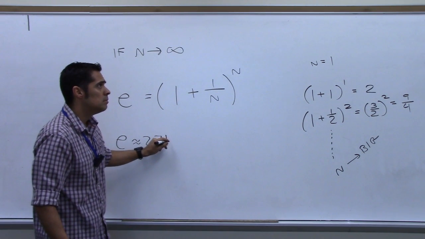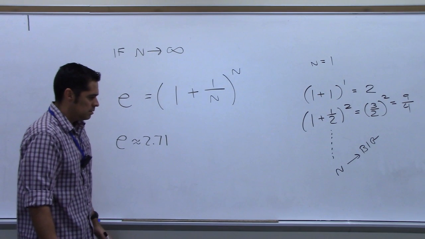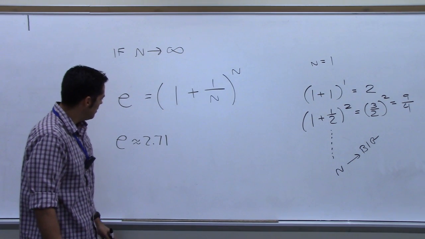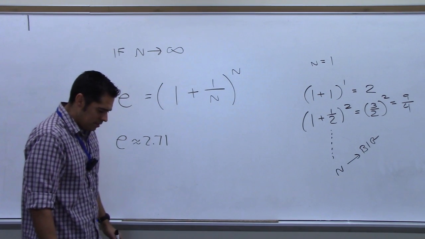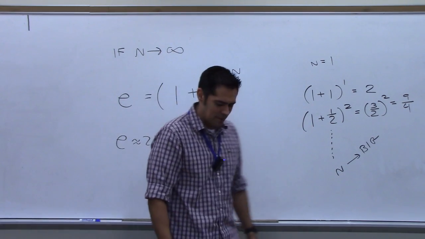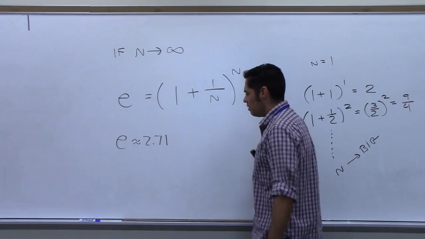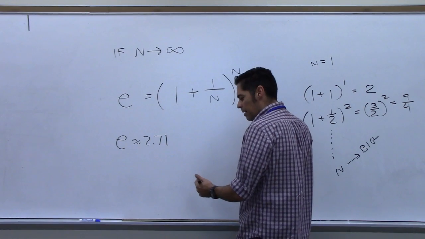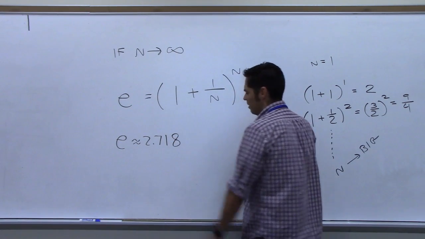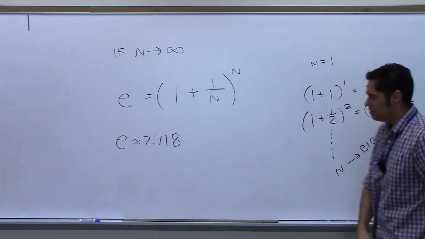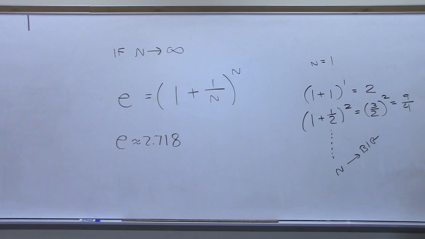Uh-oh. Forgot. Sorry, someone can do it on the calculator. 2.71. I can't believe I'm having a brain fart right now. I want to say that that's what it is. 2.718. Okay, that's good enough then.